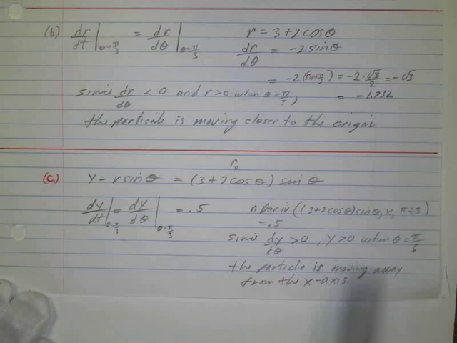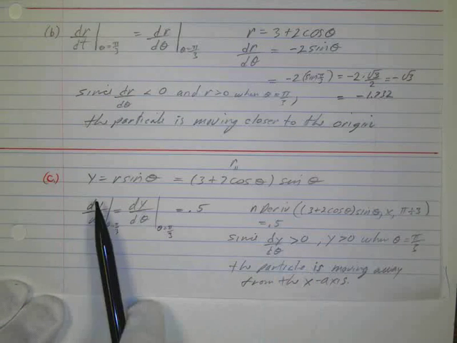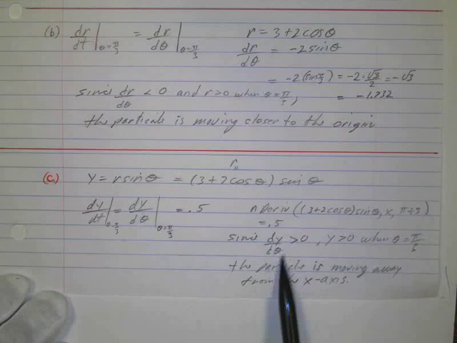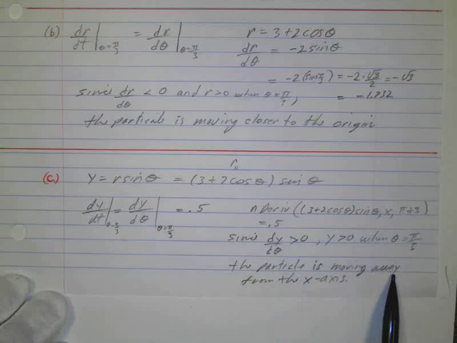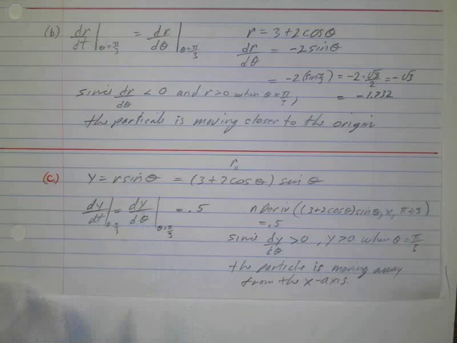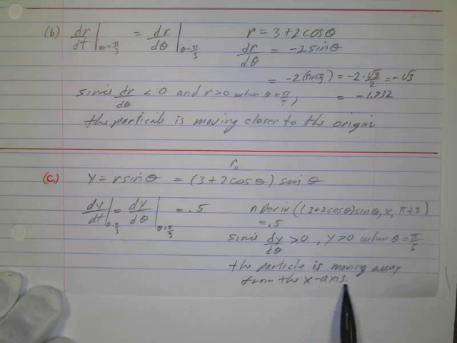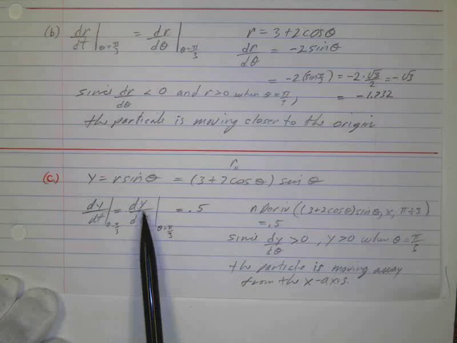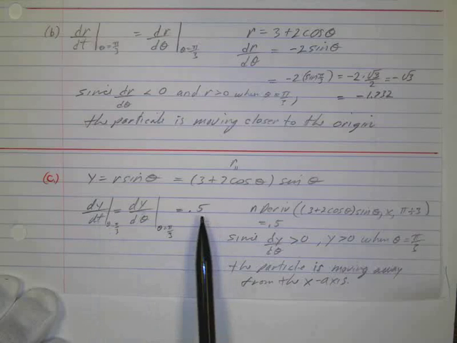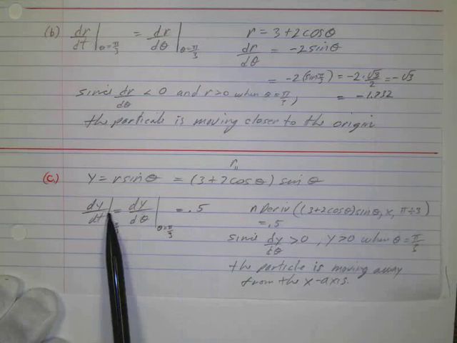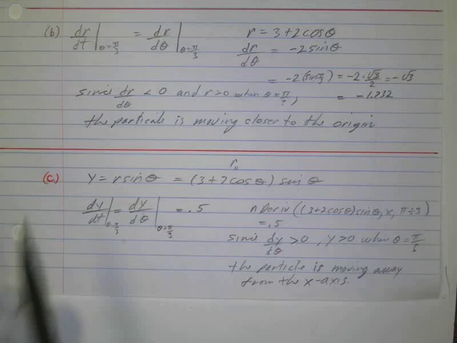So dy/d theta is greater than 0 when theta is pi over 3. What does that mean? If dy/d theta is greater than 0, or dy/dt is greater than 0, the particle is moving away from the x-axis because the vertical position is changing. The rate of change of dy/d theta, or dy/dt, is positive, so my y is moving away. All right? So I hope that makes sense.